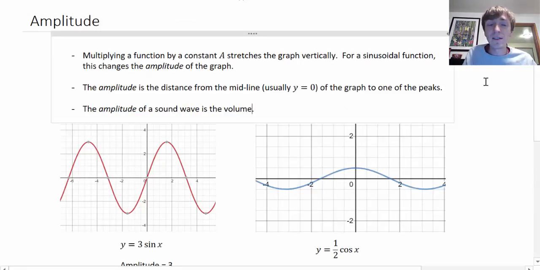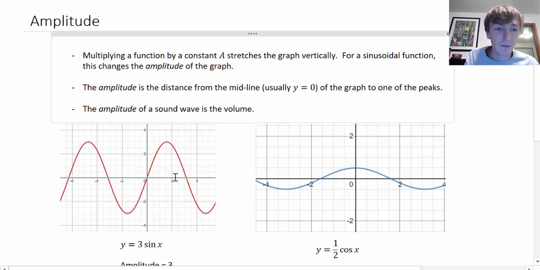So amplitude is the first property that I want to talk about. Amplitude is basically just a measure of how much the graph has been stretched vertically. So strictly speaking, it is the distance from the midline of the graph. And I'll use this as our first example. The midline is usually y equals 0, unless some shift has happened to the graph. It's the distance from there up to one of the peaks.